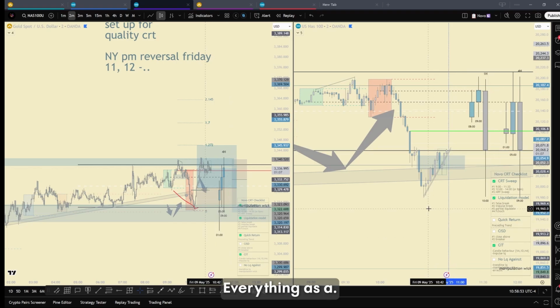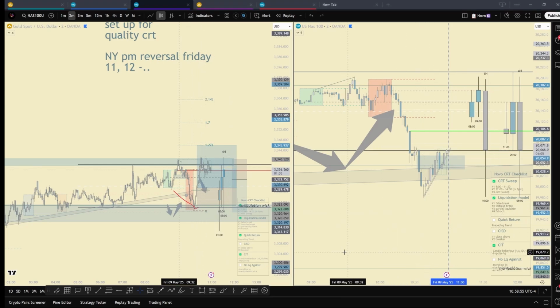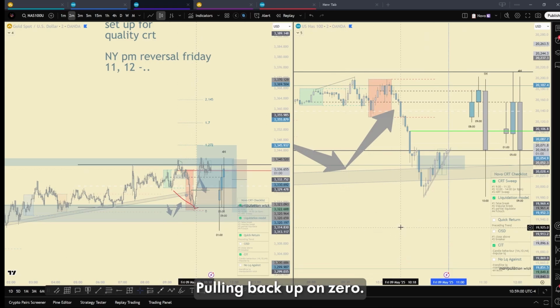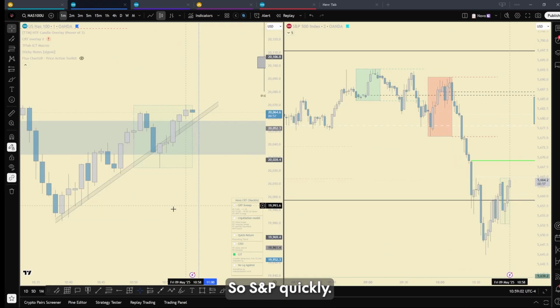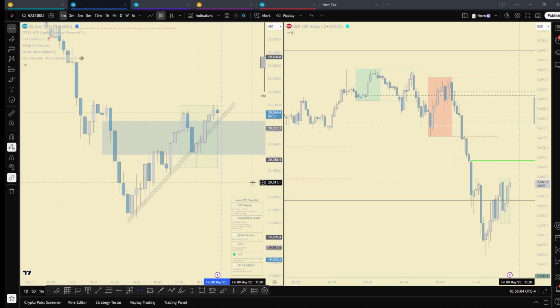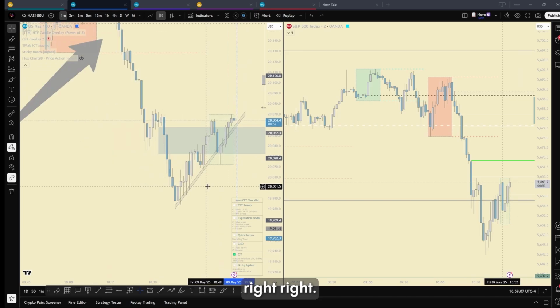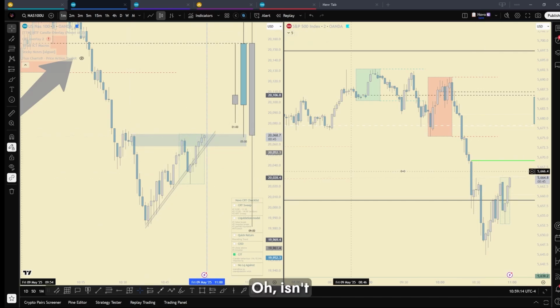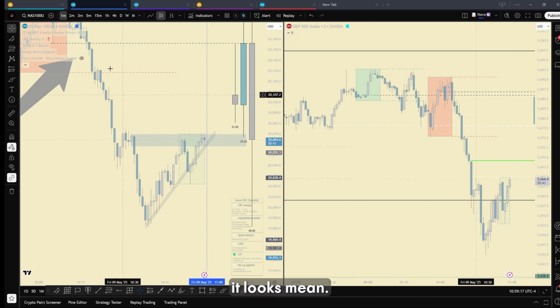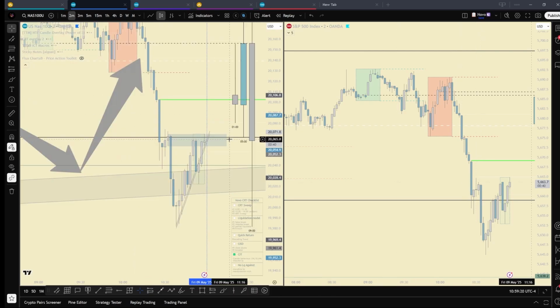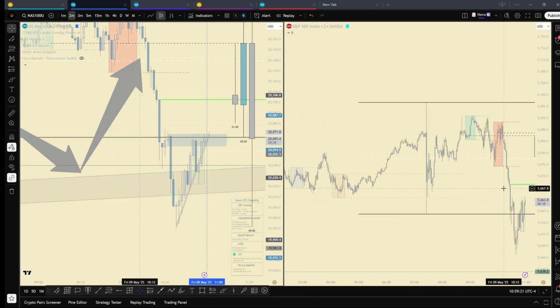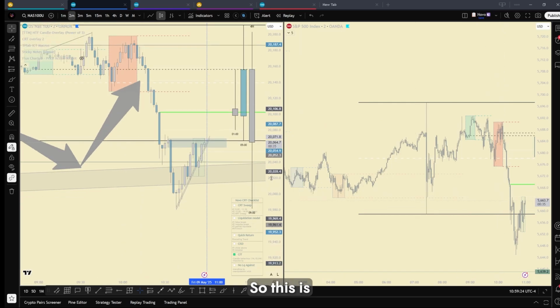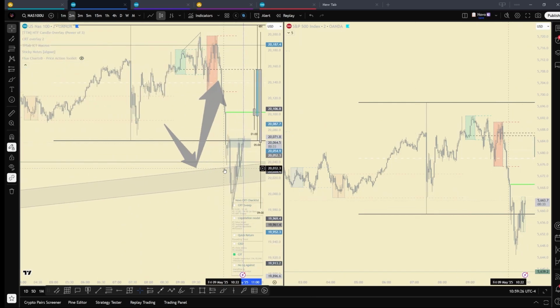Okay. Half risk Nasdaq pulling back up on the session. Let's look at S&P quickly. Ooh, S&P looks clean. Oh yeah, no. So yeah, this is half risk.